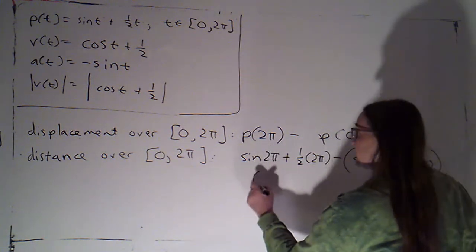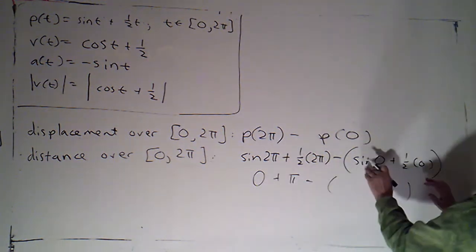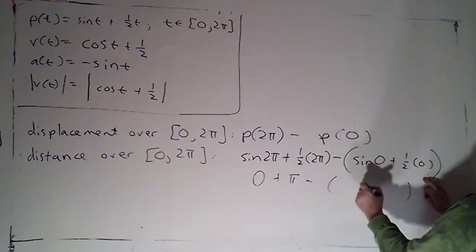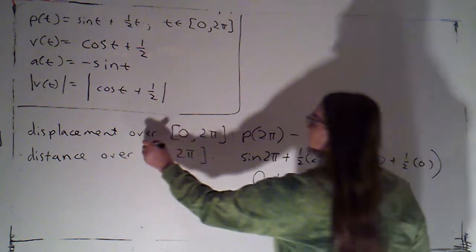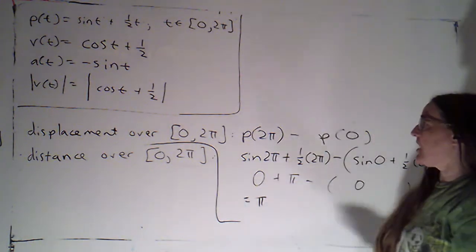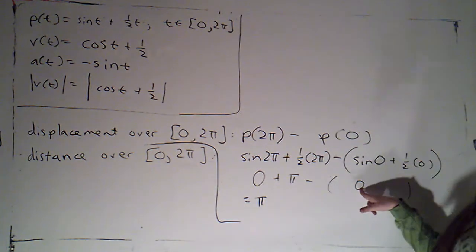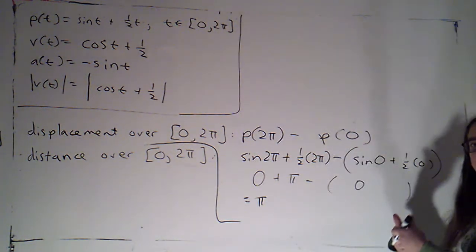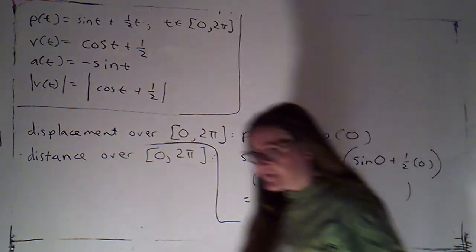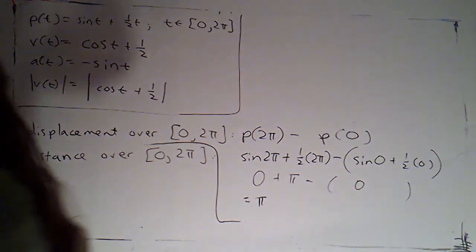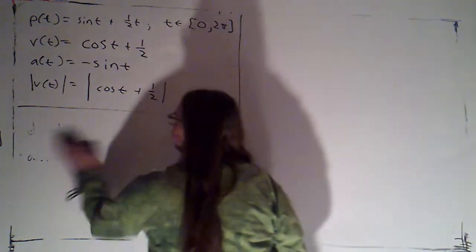Now, sine of 2 pi is just 0, half of 2 pi is pi, minus sine of 0 is also 0, and half of 0 is just 0. So we get pi. Okay. So that's the displacement over this time interval. So wherever we start, and it looks like we started at position 0, we're going to end pi meters to the right of that. Okay, now for the distance, that's going to require that we break this up into subintervals.